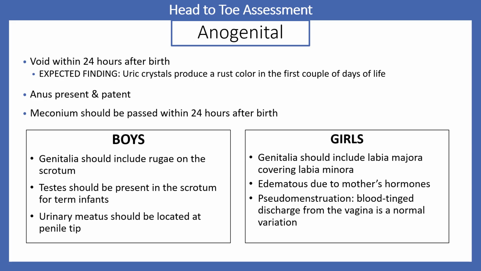For newborn boys, the scrotum should have rugae, testes should be palpable in the scrotum, and the urinary meatus should be located at the penile tip. For newborn girls, the labia majora should cover the labia minora and can appear edematous due to the mother's hormones. Pseudomenstruation is a normal variation of blood-tinged discharge from the newborn's vagina.